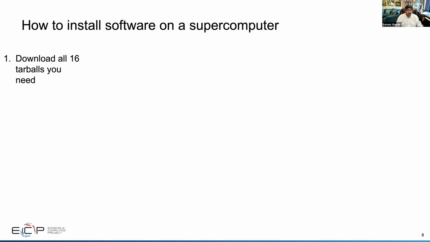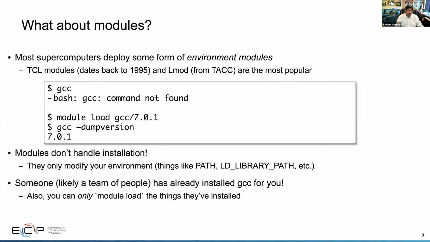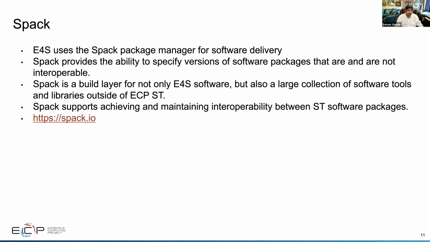So typically, the traditional approach of installing software on a supercomputer has been to download all the packages one by one and start building the tools by using configure, make, fighting with the compiler, tweaking configure flags, installing. And then finally, when you get the binary and you run it, if it gets a seg fault, you start all over again. And modules don't solve that problem because modules just set paths to packages that someone else has installed. So with this, we talk about Spack.